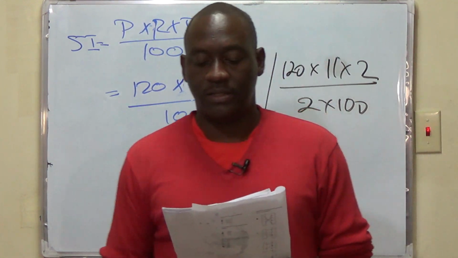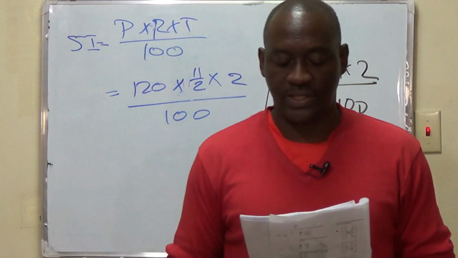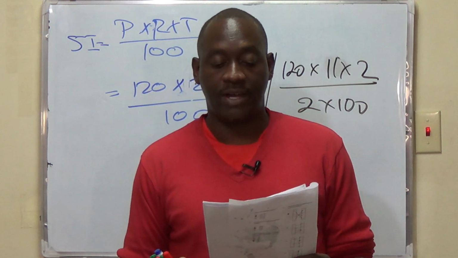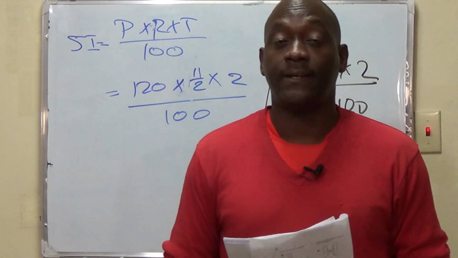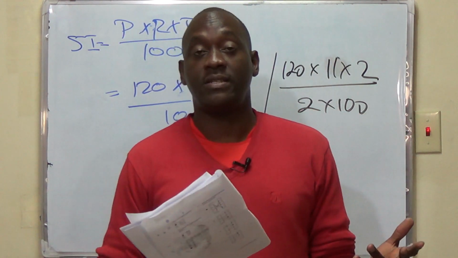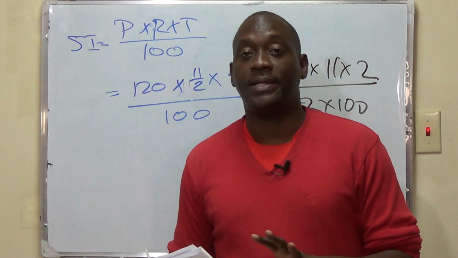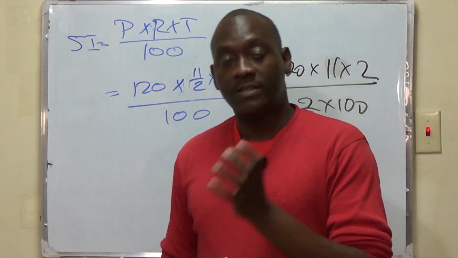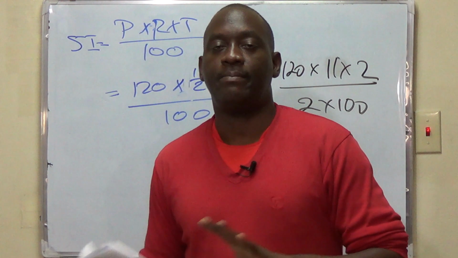How much simple interest is due on a loan of $120 for 2 years if the annual rate of interest is 5.5%? All right, so this question is a straightforward application of the formula we know so well for simple interest. Simple interest is equal to principal by rate by time.